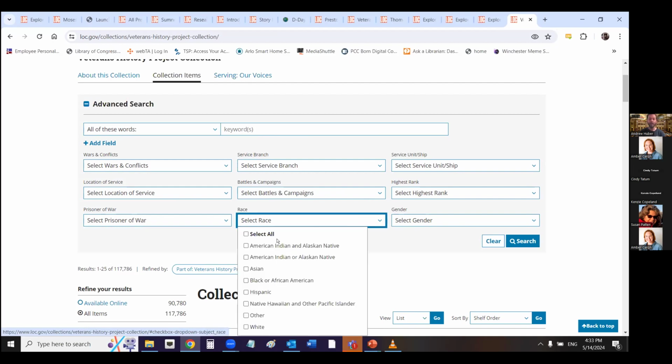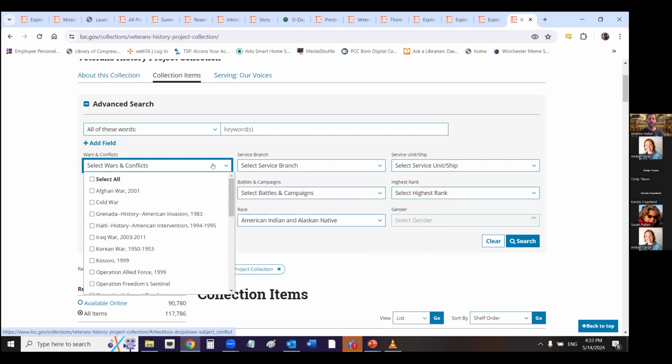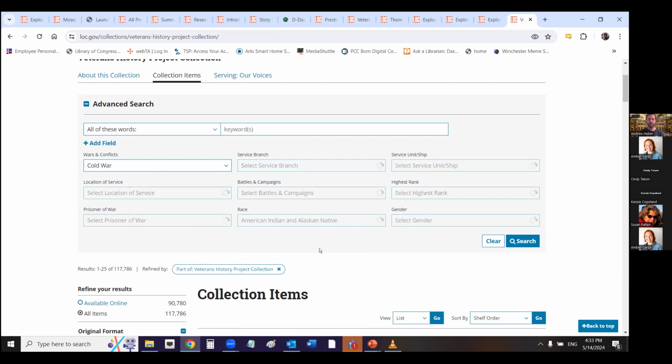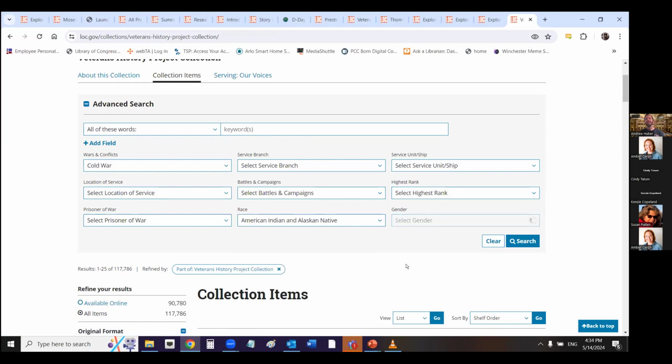So for instance, if you are looking for American Indian or Alaskan Native veterans who are in the Cold War, sometimes these will reset, see? And it takes a little bit of experimentation, unfortunately, before you find out what order you have to do everything in to make sure it doesn't delete itself. This is being fixed. It's a known issue. It is in progress. Just something to be aware of if you're doing research right now.